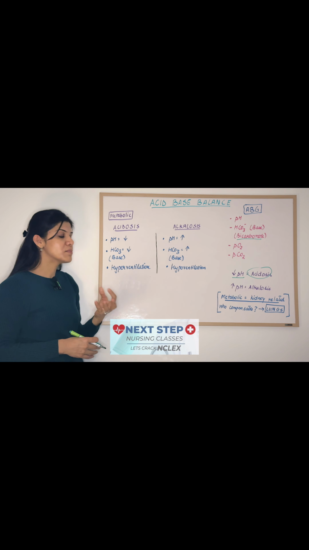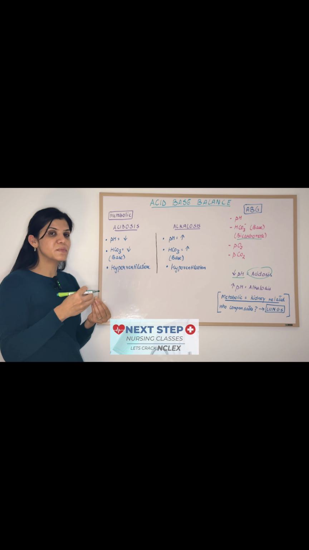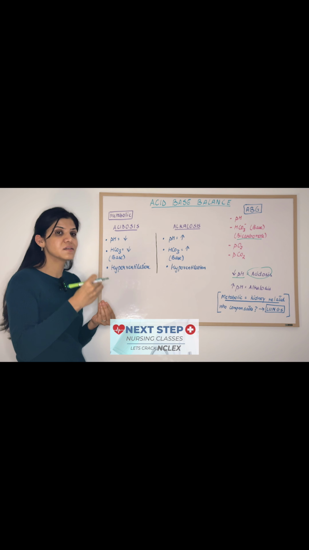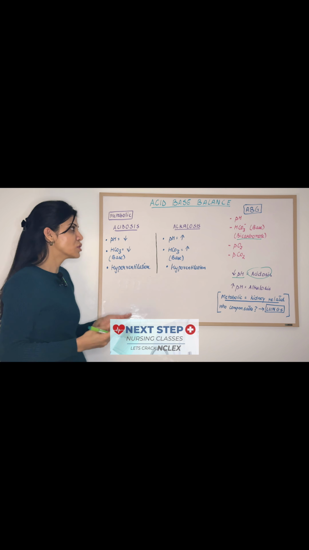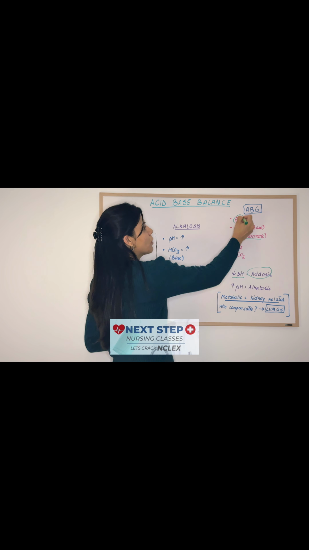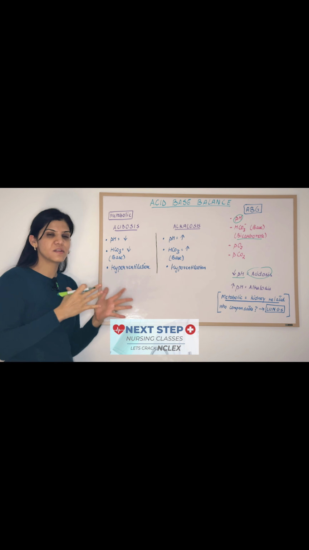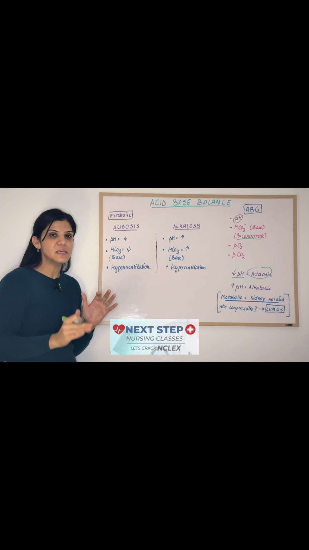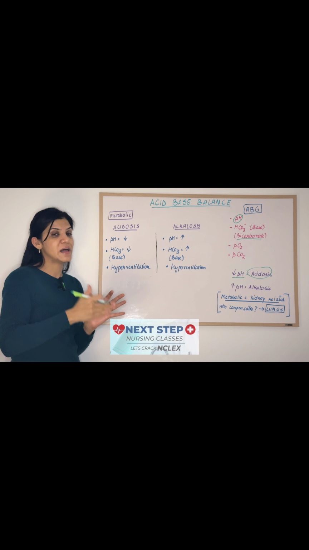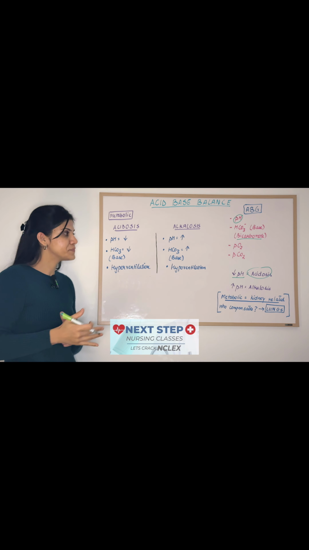Alkalosis means the basic condition, the base has increased in the body. Acidosis means acidic condition, the acid has increased in the body. This is why pH has reduced. So pH will tell you about acidosis or alkalosis, whether it is respiratory or metabolic, that doesn't matter. Acidosis means everywhere the pH is going to be less than 7.35. Alkalosis means the pH is going to be above 7.45.